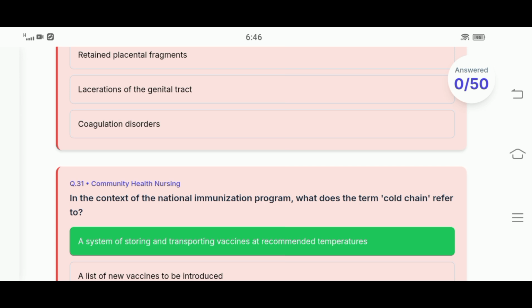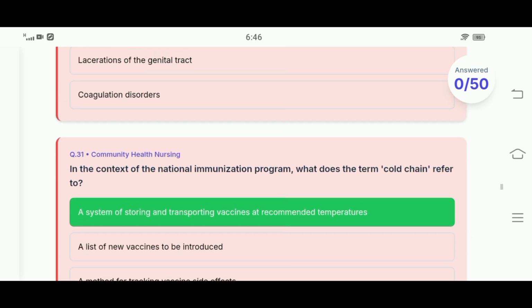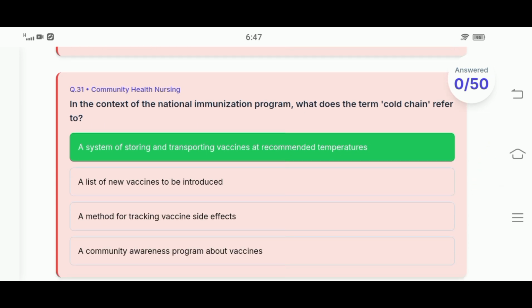Next, 31. Community health nursing. In the context of the national immunization program, what does the term cold chain refer to? Options are A. System of storing and transporting vaccines at recommended temperature, B. A list of new vaccines to be introduced, C. A method for tracking vaccine side effects, and D. A community awareness program about vaccines. So the correct answer is option A.